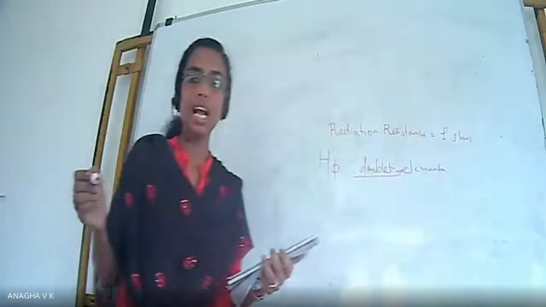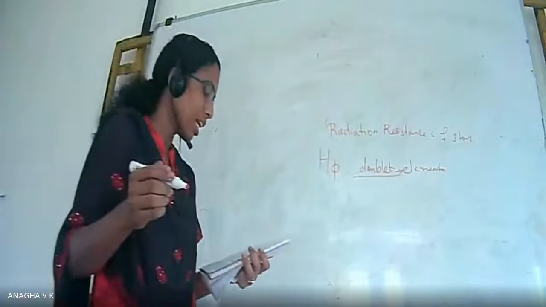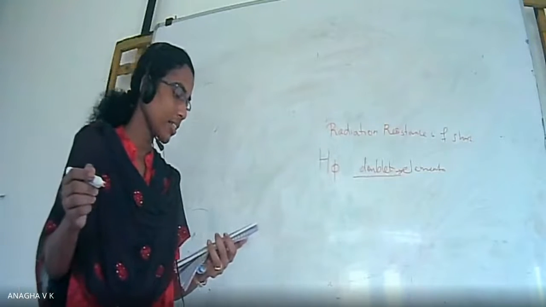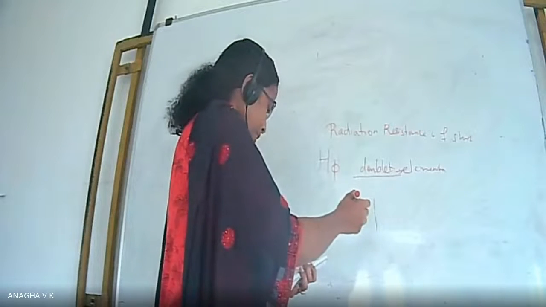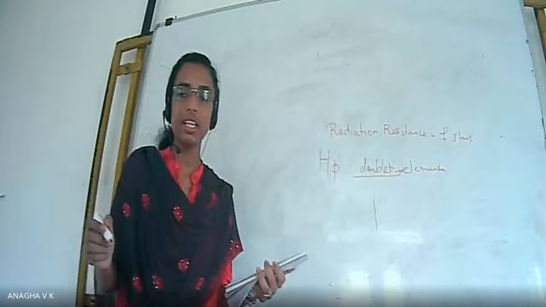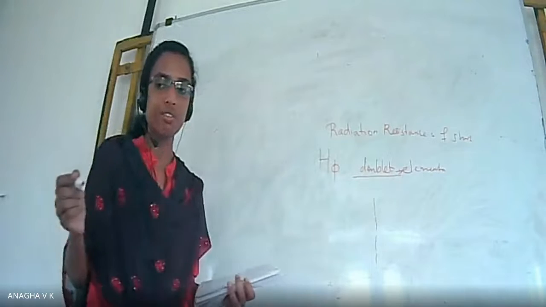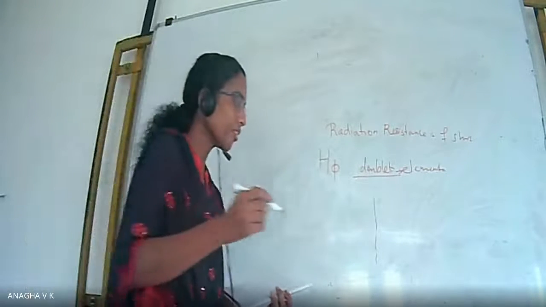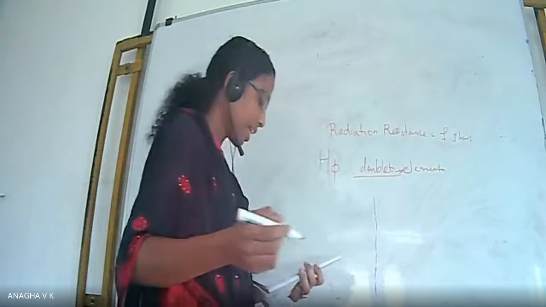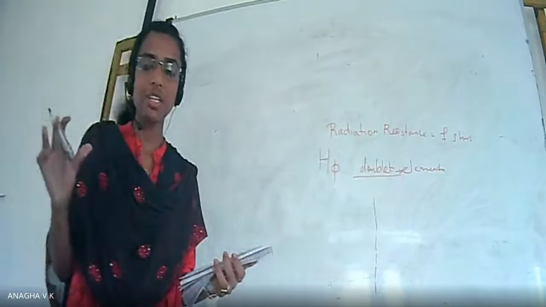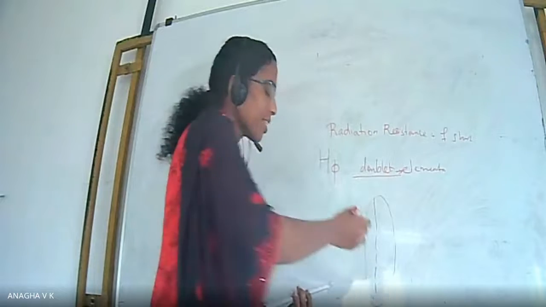So how is this antenna formed? How is our actual antenna formed? The actual antenna is considered as the summation of a large number of such doublets in series. Yesterday I told you this antenna can be considered as the summation of a large number of doublets in series. So that is the actual antenna.